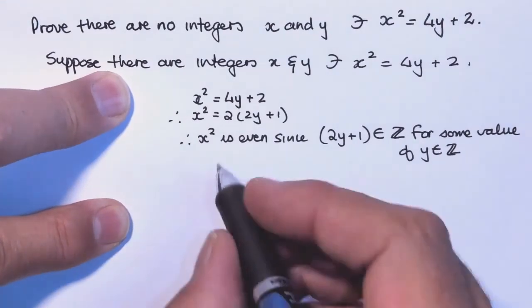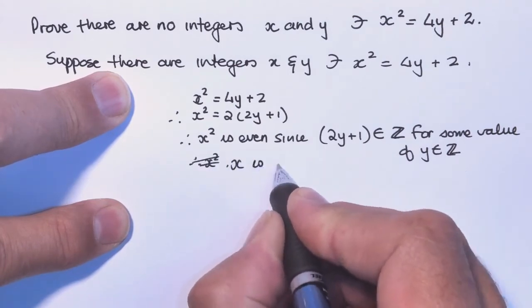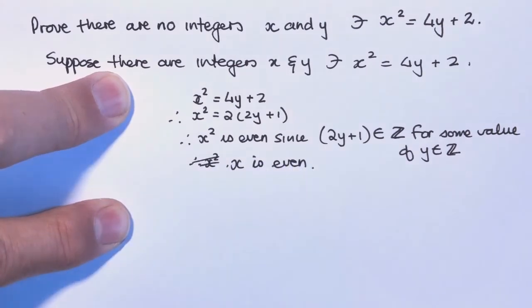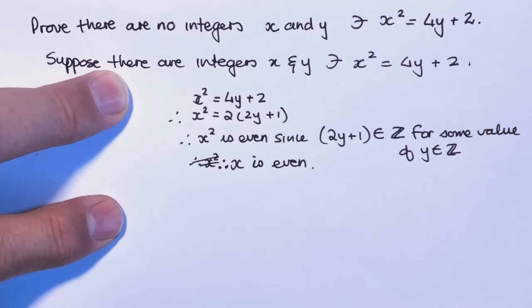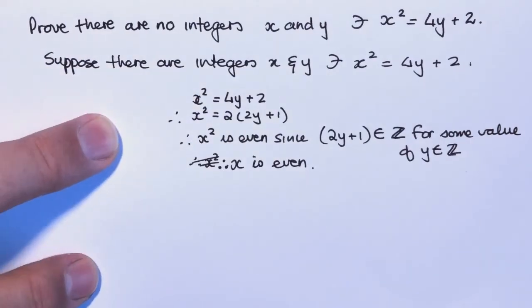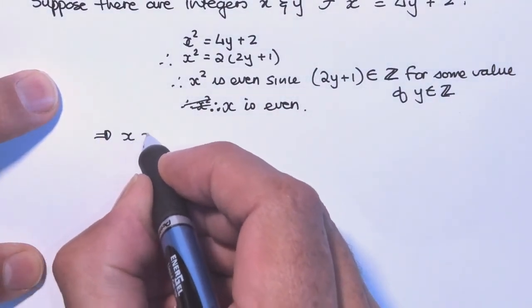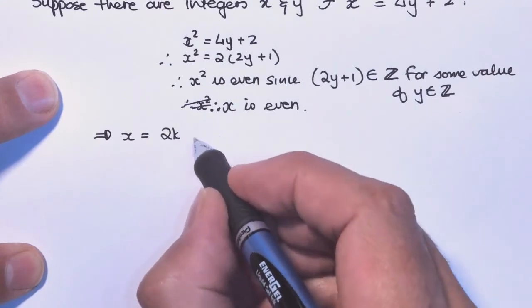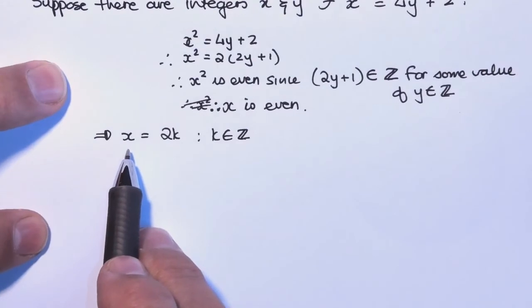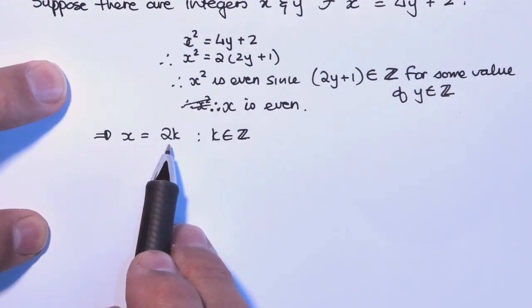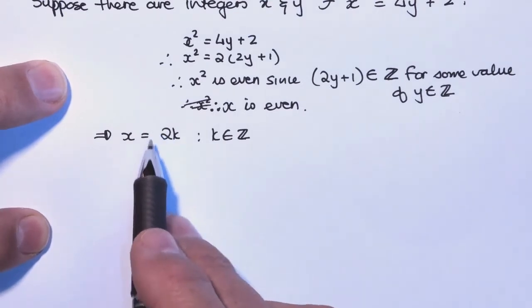So this is even, that makes x even as well. That's what we can conclude over here. After x squared was even, we can definitely say x is even. Now with x even, what can we say? We can say that x can be written as 2k, where k is some integer, so x can be seen as a multiple of 2.